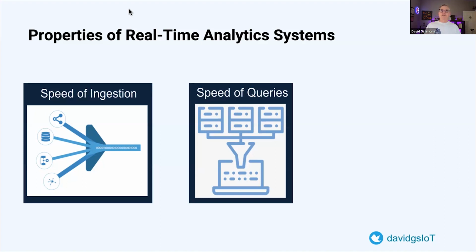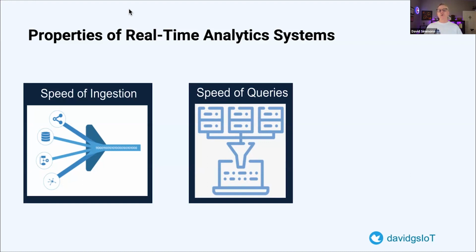For human interactions, anything over about 500 milliseconds feels slow. Anything under about 250 milliseconds feels very fast to us. Anything under 100 milliseconds is basically instantaneous, right? So the speed of those queries is really important.